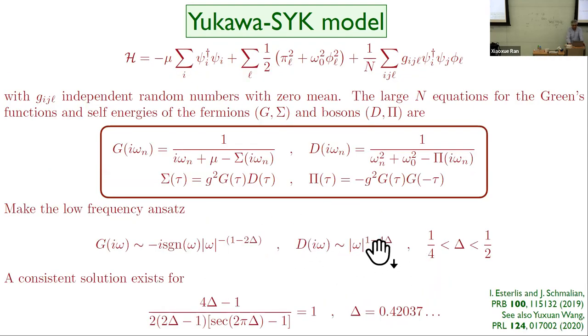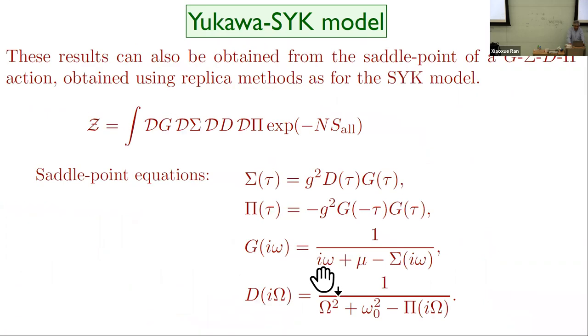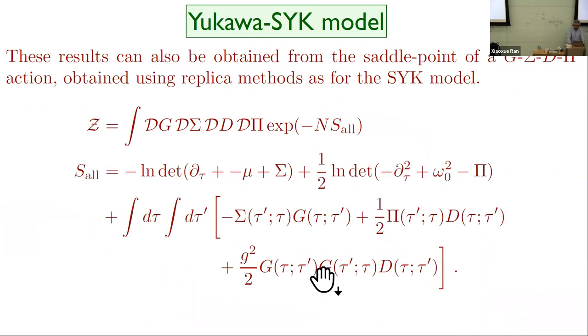You get some strange power, not 0.5, but 0.42037 for the model I've given you. And you can go to finite temperature, you have the emergent conformal invariance, and you also have the time reparametrization symmetry in the low energy limit. So there was the G sigma path integral I gave you for the SYK model. Here's the G sigma for this Yukawa SYK model.